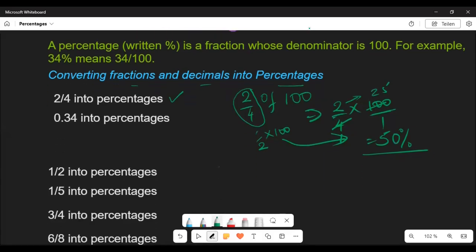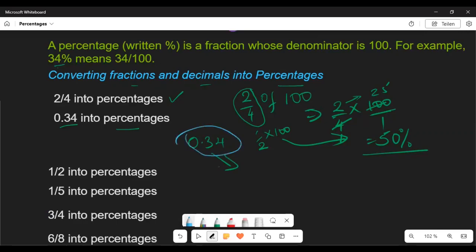Now let's go to another one. How do you convert a decimal into a percentage? Remember we talked about this. If we have 0.34, this can be written directly as 34 over 100, which basically means we have 34%.